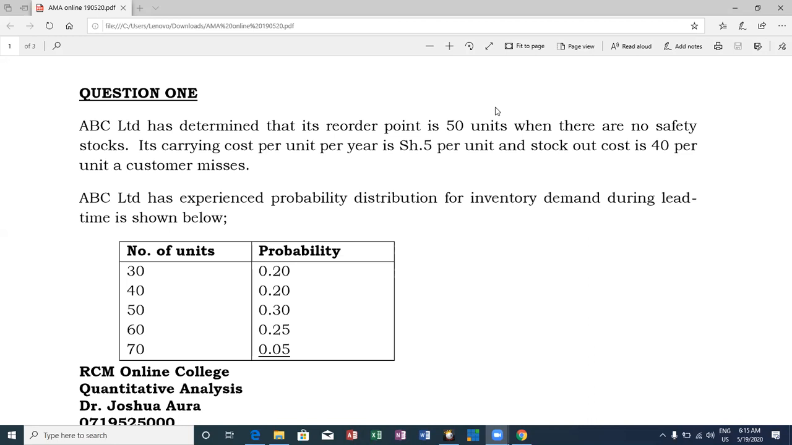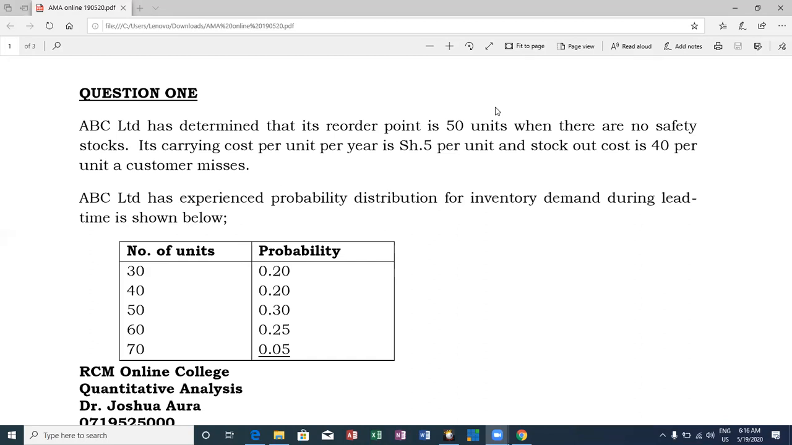Its carrying cost per unit, carrying cost is the same as holding cost. Its carrying cost per unit per year is shilling 5. And the stock out cost is 40 per unit a customer misses. ABC Limited has experienced probability distribution for inventory demand during lead time, which is shown down there. So we have number of units versus probability.